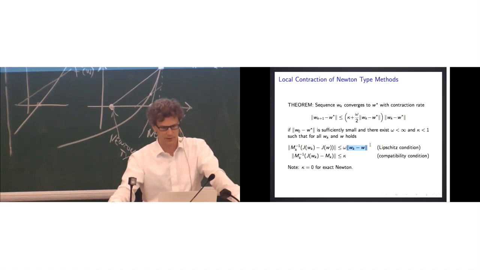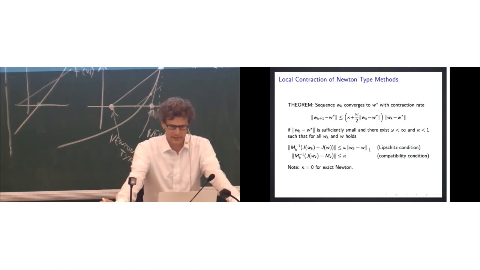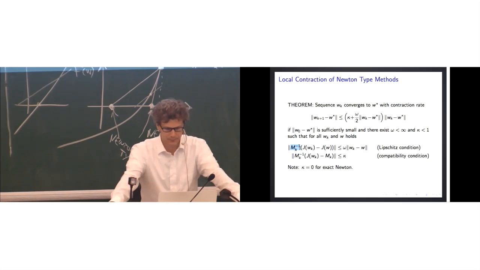And there must be some constant omega which should just be smaller than infinity. That's the only assumption we have to make. This is something that any differentiable function on a bounded domain, on a compact domain, will have. So that's a nice thing, as long as your inverse matrices are bounded. But these are the things that you can choose, right?